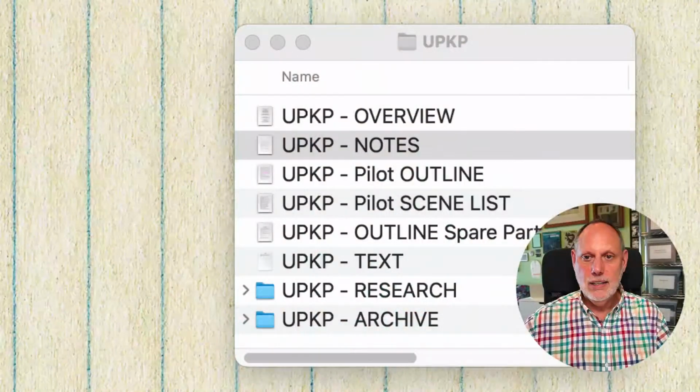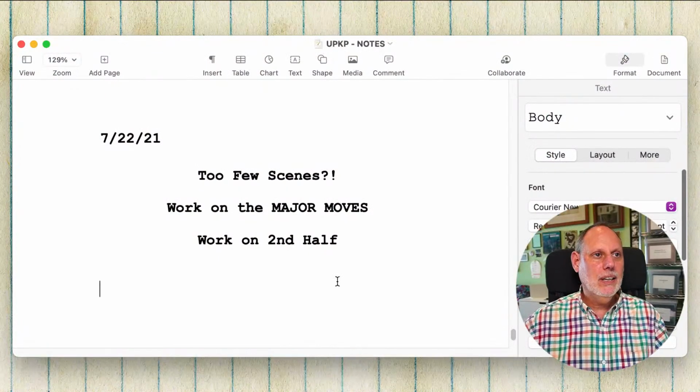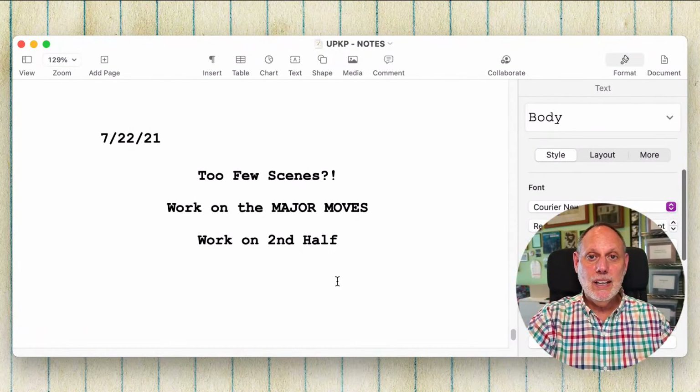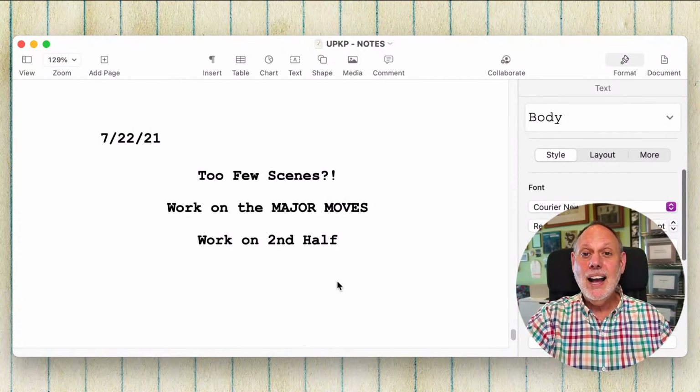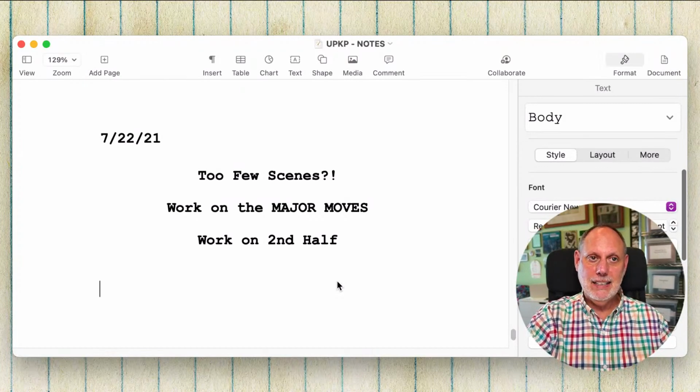Speaking of the vast flow of this experiment, let's try to get into it, because I had some thoughts. I had some realizations. What I did was I stepped away a bit, and that let me look at my outline, and what I realized when I looked at it was I have too few scenes. I am pretty sure that I have too much going on per scene and not enough scenes.